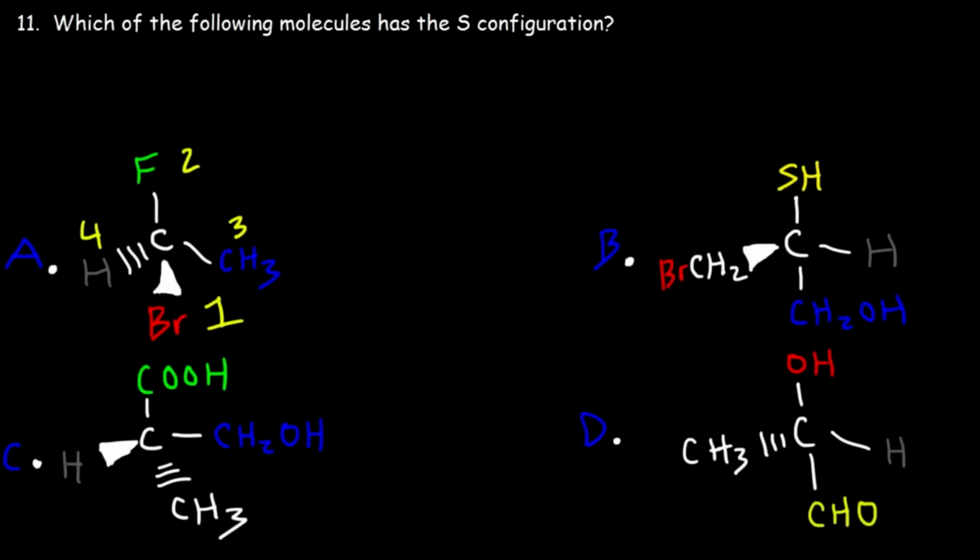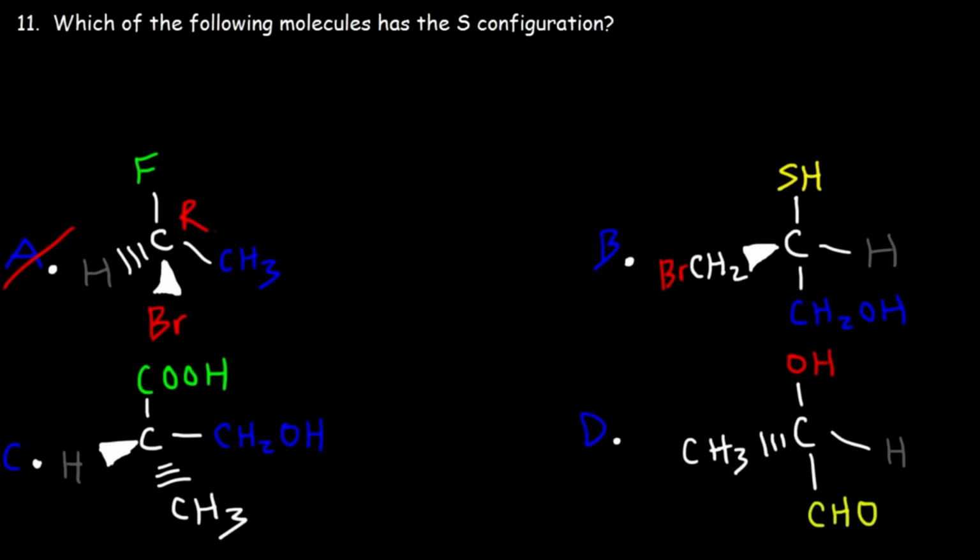So what you do is you count from 1, 2, and 3. Ignore 4. So going in the direction starting from 1 to 2 to 3, notice that it's rotating in the clockwise direction, which is R. Now before you count it, you need to make sure that group number 4 is in the back, which it is. So A is not the answer we're looking for because it has the R configuration. So we can eliminate answer choice A.